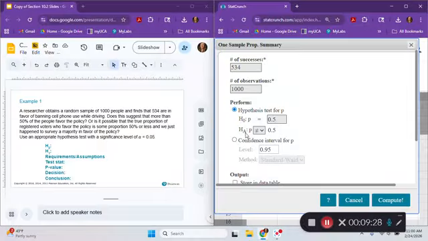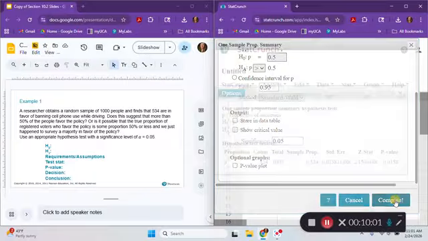And then H sub A is our alternative hypothesis. Note how they use an A instead of a 1. When we write it down, we do 1, but in StatCrunch, they use an A. And it says P, and then it has a drop down here for me to pick not equal to, less than, or greater than. For our problem, we wanted more than. It says, does this suggest that more than 50% of the people favor the policy? So we want greater than, and then we can hit compute.